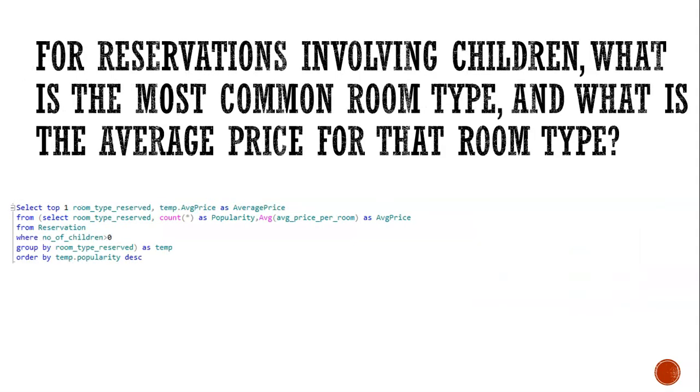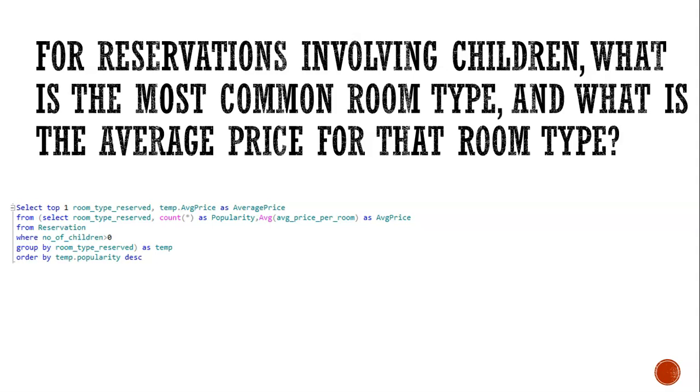And then we have, for reservations involving children, what is the most common room type and what is the average price for that? Since we have the most common room type, which means the most popular, I used the same logic I have been using in the past 2-3 queries to find the most popular room type, which was to make a sub table, find the popularity in that table, and then select the top row from the table after ordering it in descending order.